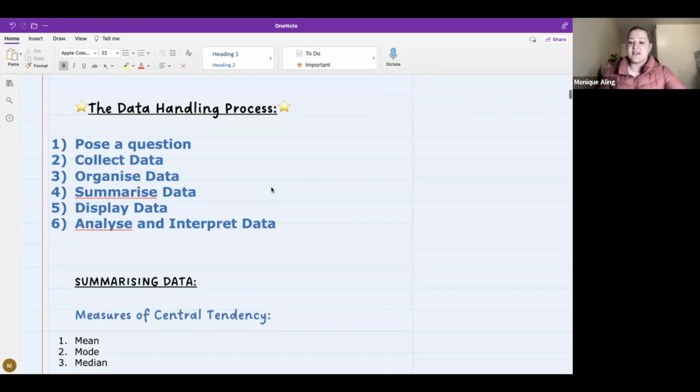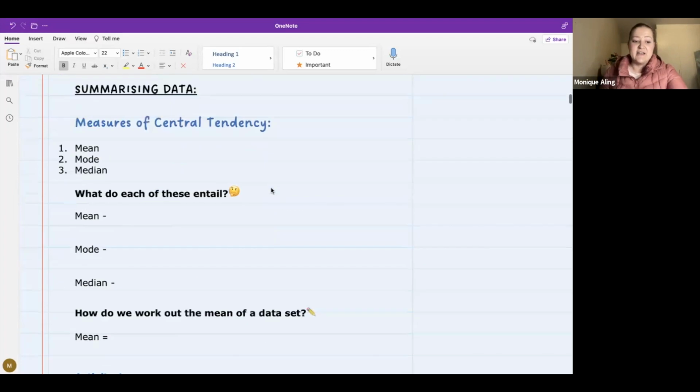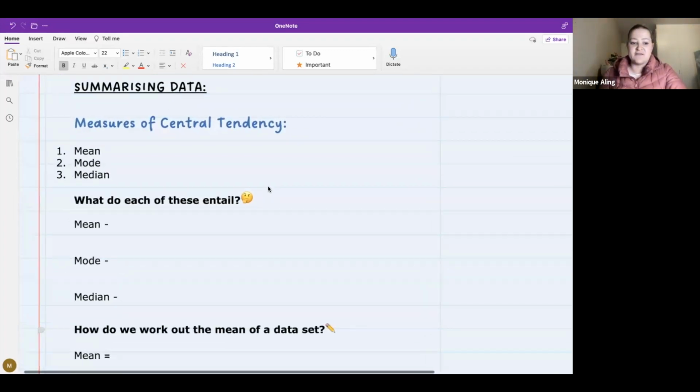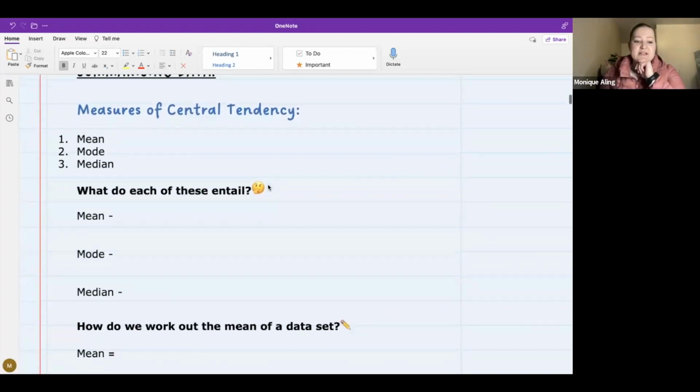Okay, so the first 3 things we're going to look at are measures of central tendency. So we have our mean, mode, median. The 3 M's are our measures of central tendency. Who can tell me what is the mean? How do we work out the mean? What does the mean entail?